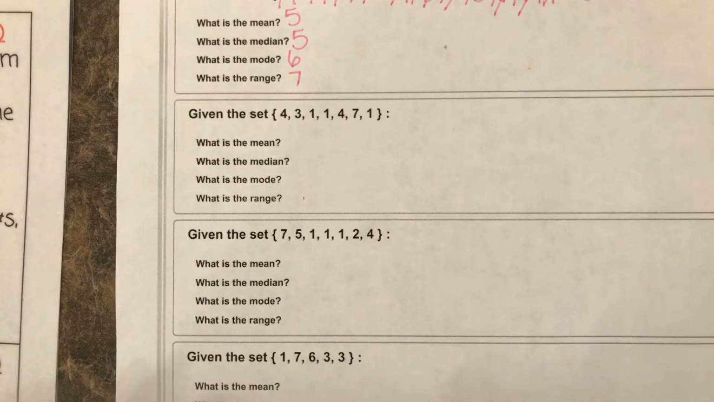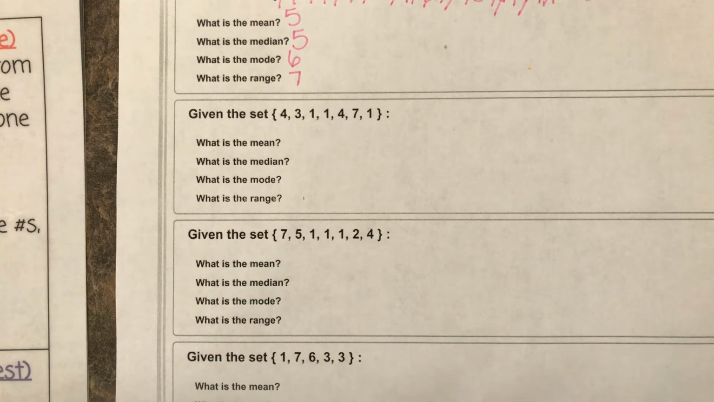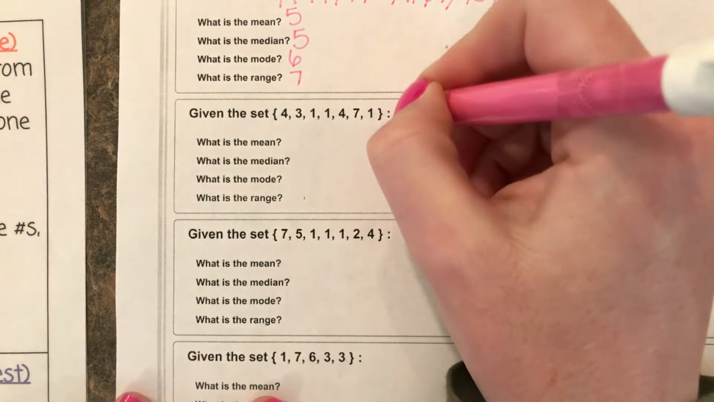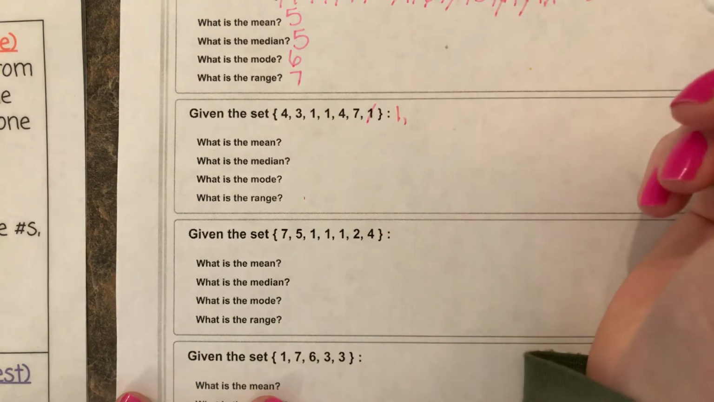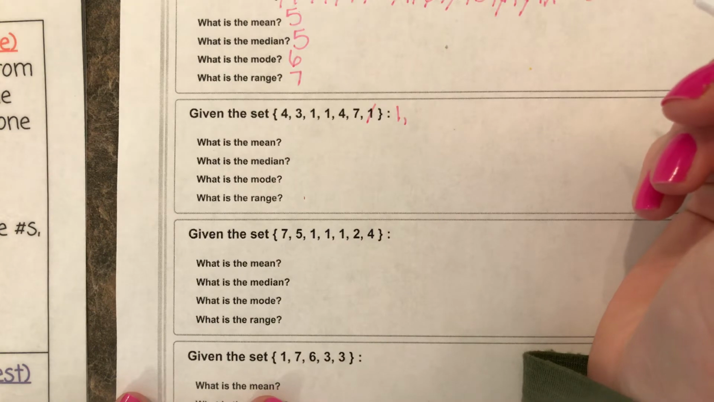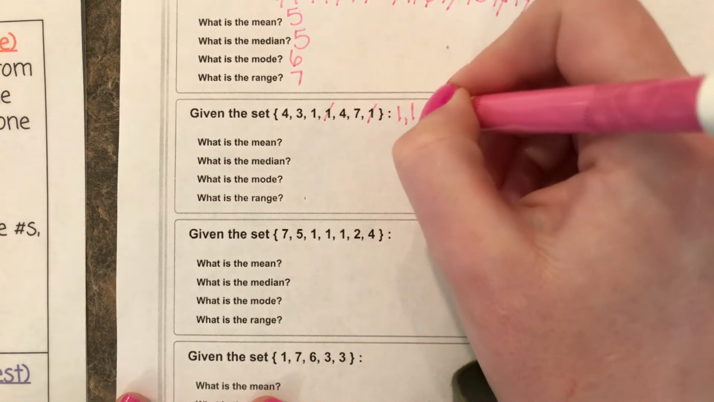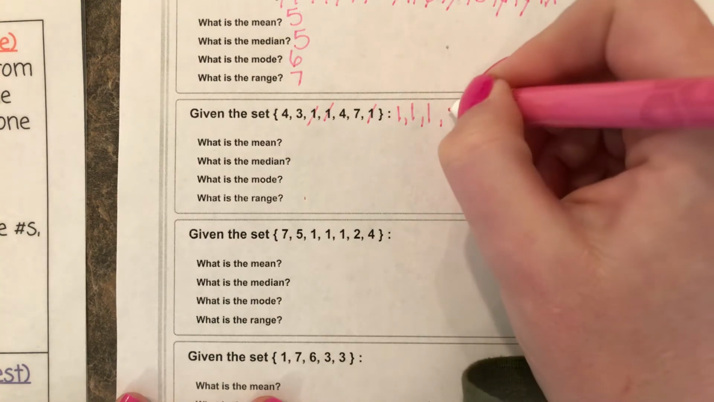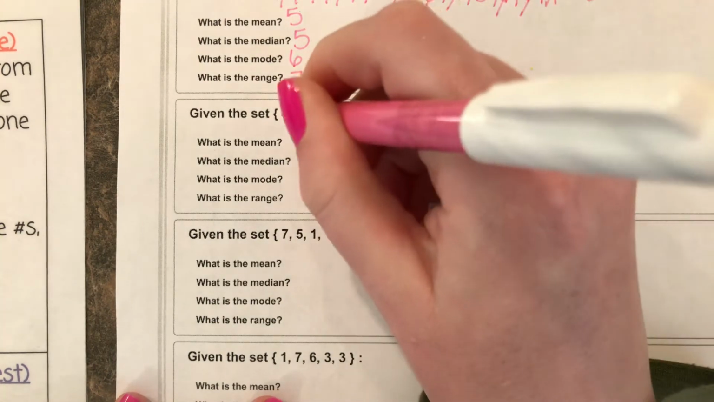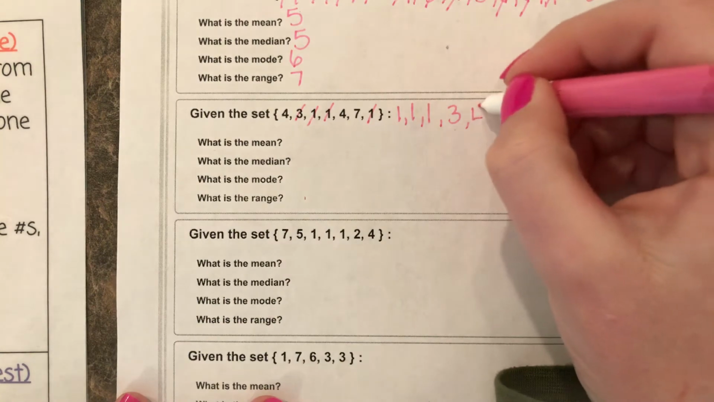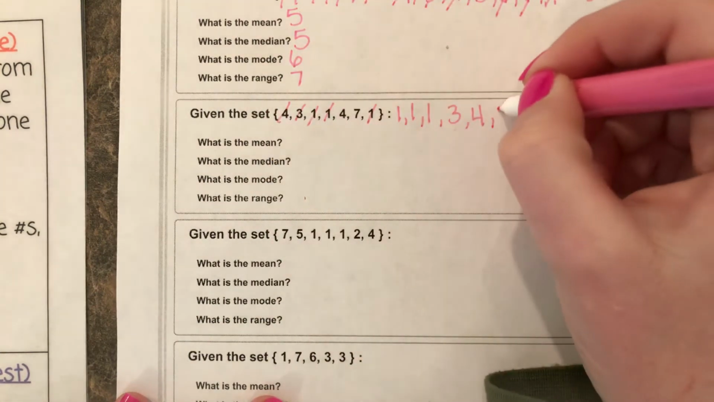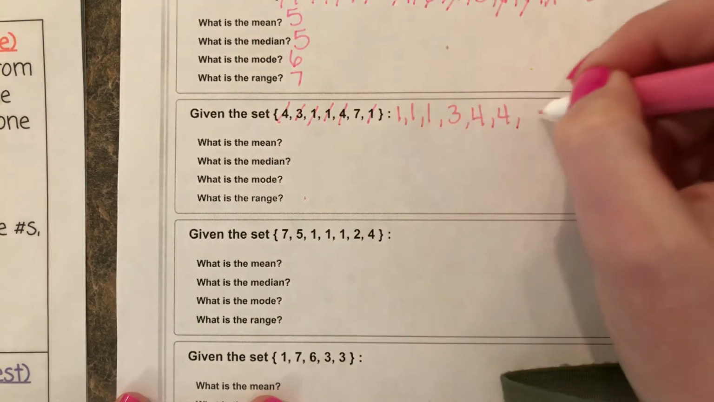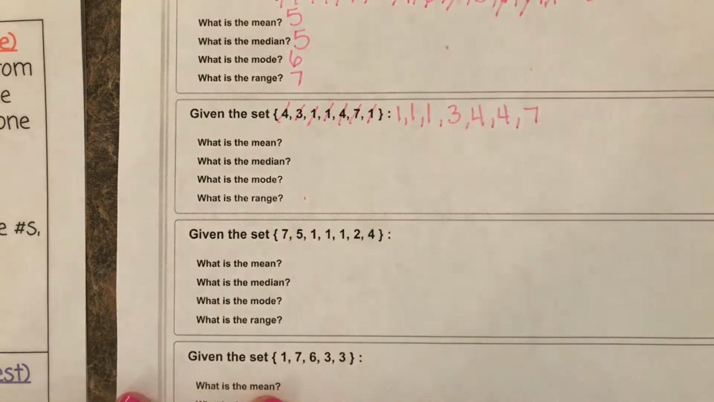All right, third set. I'm going to put them in order. I notice there's lots of 1s. I need to make sure I cross them off so I don't miss one. Okay, I got all 3. And then I have a 3, 4, 4, and 7 on the end.